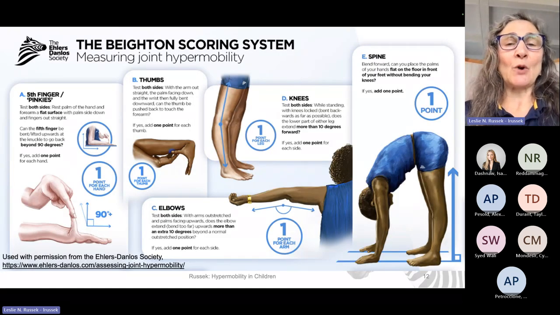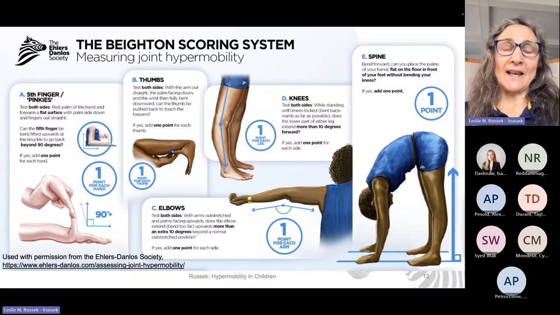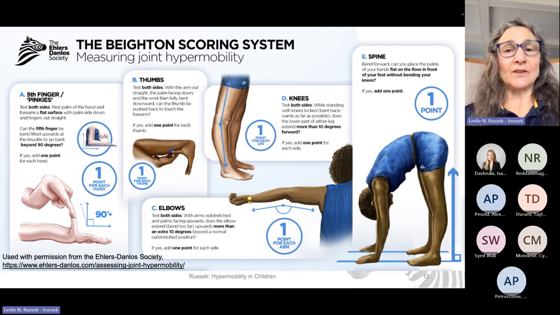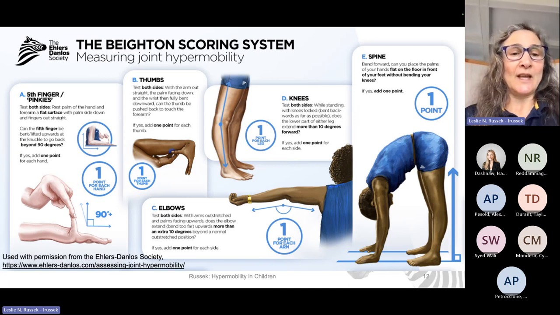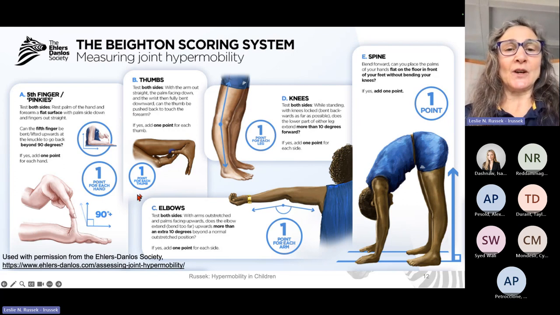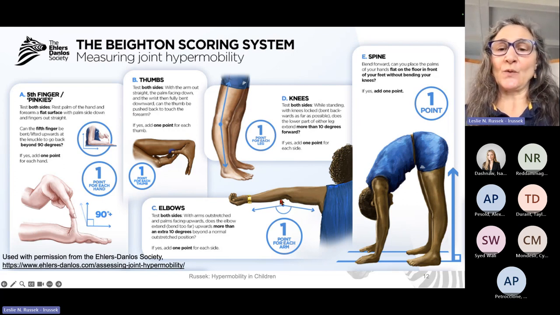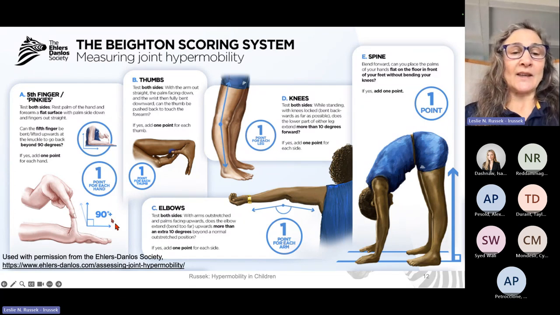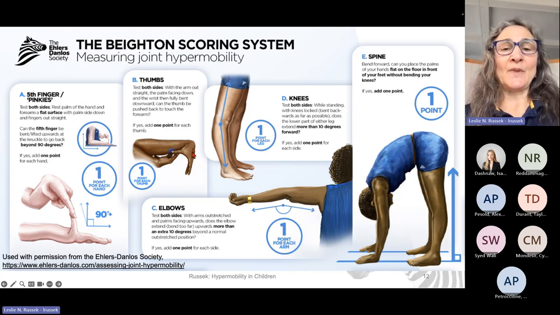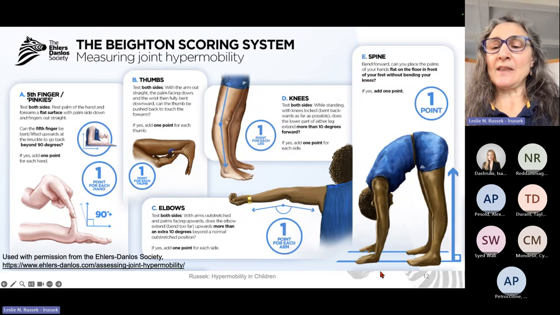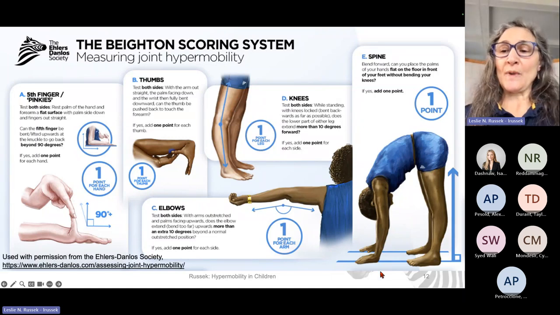The Beighton scoring system, or Beighton, is the way that we classify patients. It's not an ideal system, but it's quick and easy to do. There are 9 points. So 2 for the pinky finger, 2 for the thumb, 2 for the knees, 2 for the elbow, and 1 for the trunk. So extending the pinky finger past 90 degrees at the MCP, bending the wrist and thumb so that the thumb touches the forearm, standing knee hyperextension past 10 degrees, passive elbow extension past 10 degrees, and the ability to put the hands flat on the floor when the knees are straight.